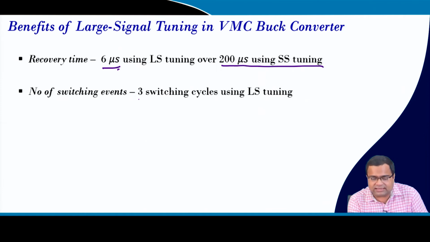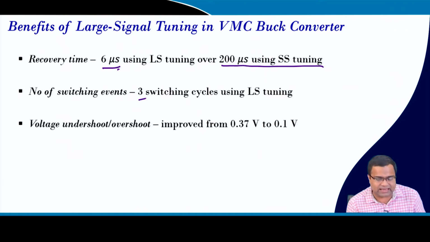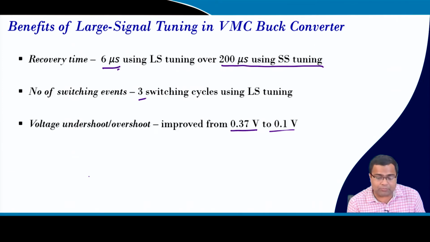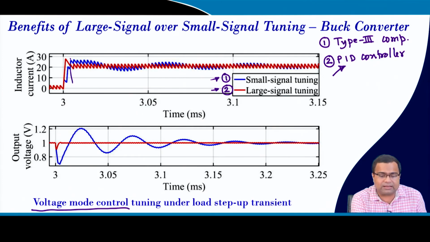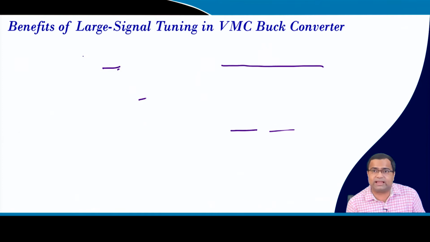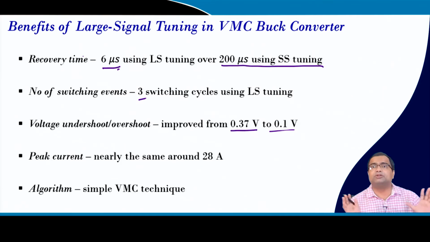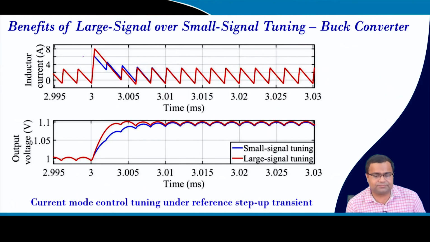And the large signal tuning only takes 3 switching cycles, and the overshoot is drastically reduced from 370 millivolt to 100 millivolt. And the peak current in both cases is more or less the same. If you go back, their peak currents are more or less the same, around 28 ampere. But since there is no current sensor here, we cannot impose any current limit. The algorithm is a simple voltage mode control, nothing more.